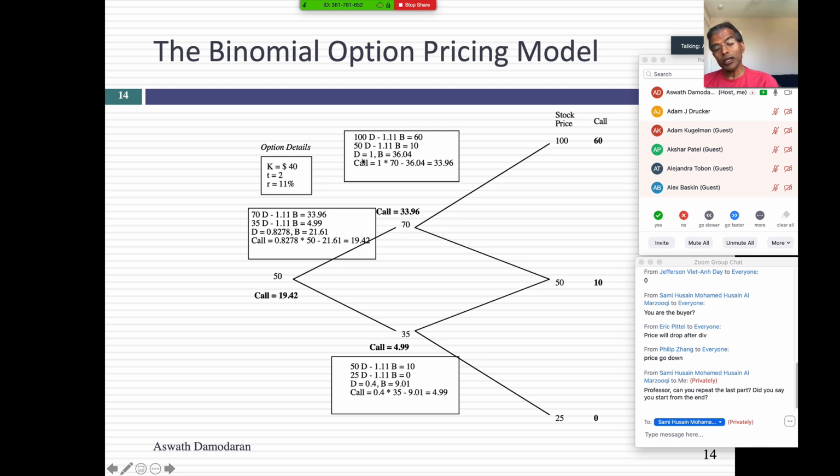So if I solve that equation, I get D equal to 1 and B equal to 36.04. You're saying, what does that even mean? If I go out and borrow $36.04 and buy one share of stock at 70, that position will have exactly the same cash flows as the call. Well, that position will cost me, if I think about myself as the person bringing in the equity, $33.96. Buying one share costs 70, but $36.04 is borrowed. So the replicating portfolio will cost me $33.96. Well, with arbitrage, the call has to be worth $33.96 as well.